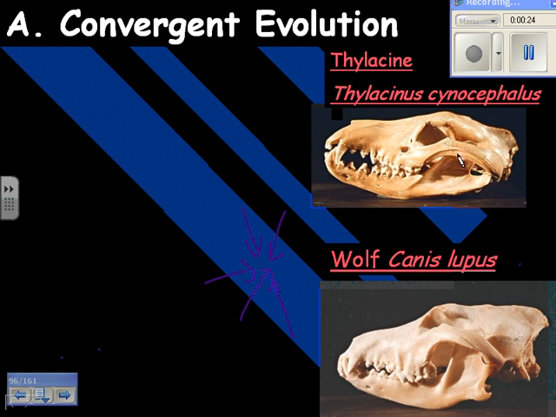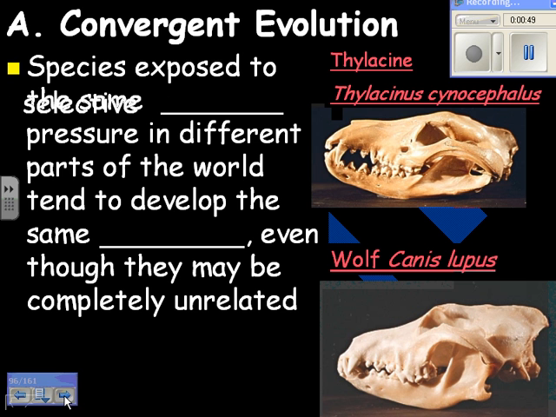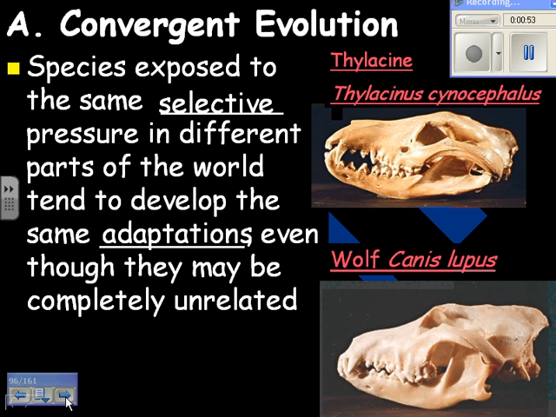This is the wolf, the gray wolf, and this is the skull of that marsupial wolf that's not really a wolf, but looks so much like it. And so these are examples of convergent evolution, when organisms look the same because they have a similar function, not because they have a common ancestor that looked anything like that. So species exposed to the same selective pressures in different parts of the world tend to develop the same adaptations, even though they may be completely unrelated.